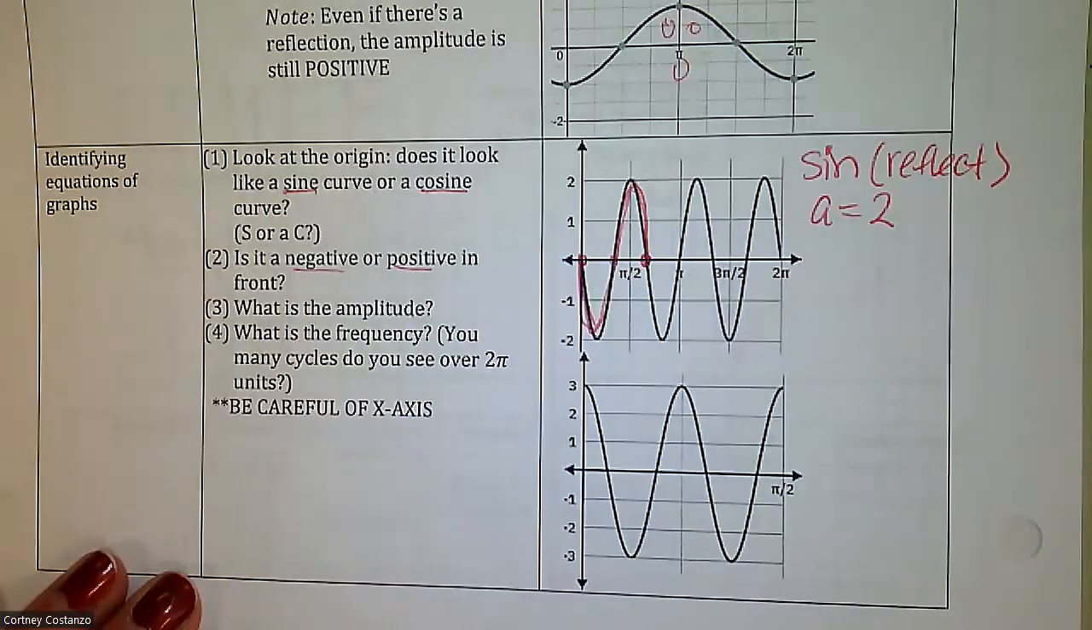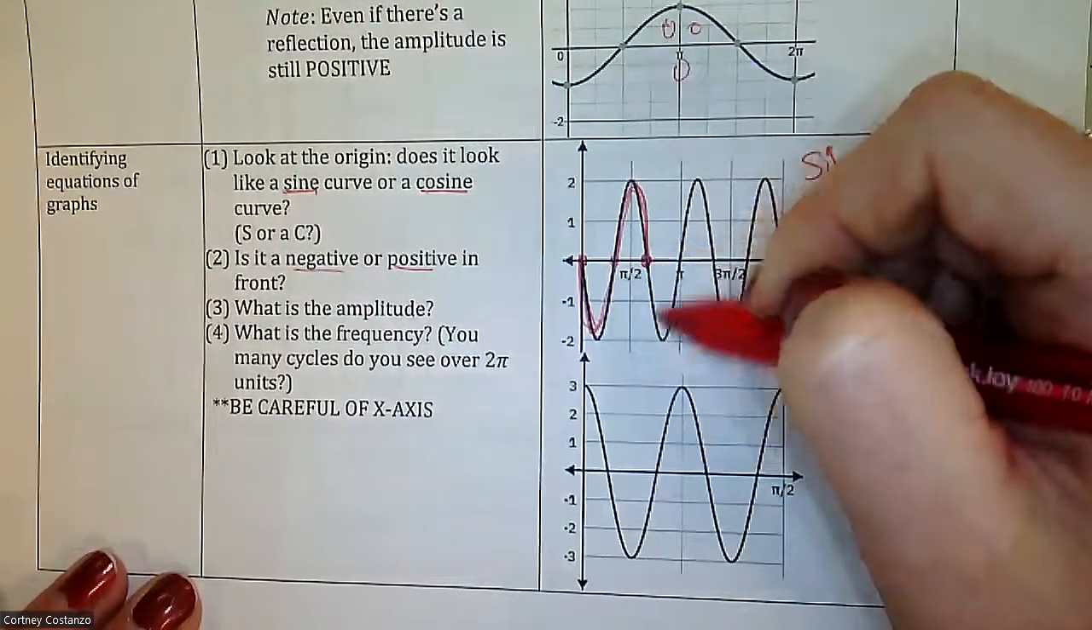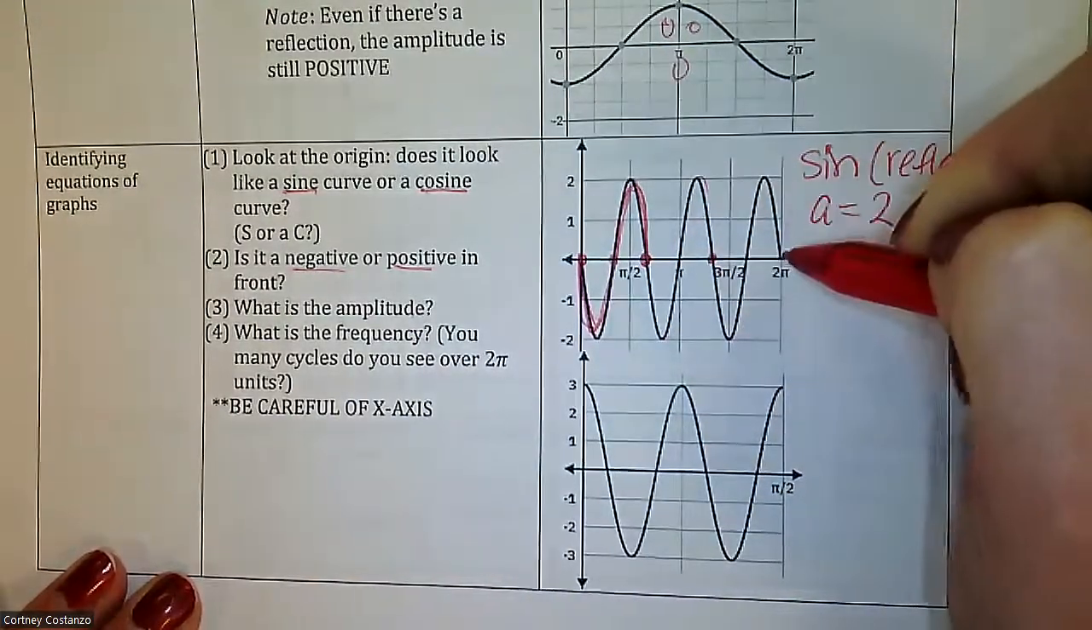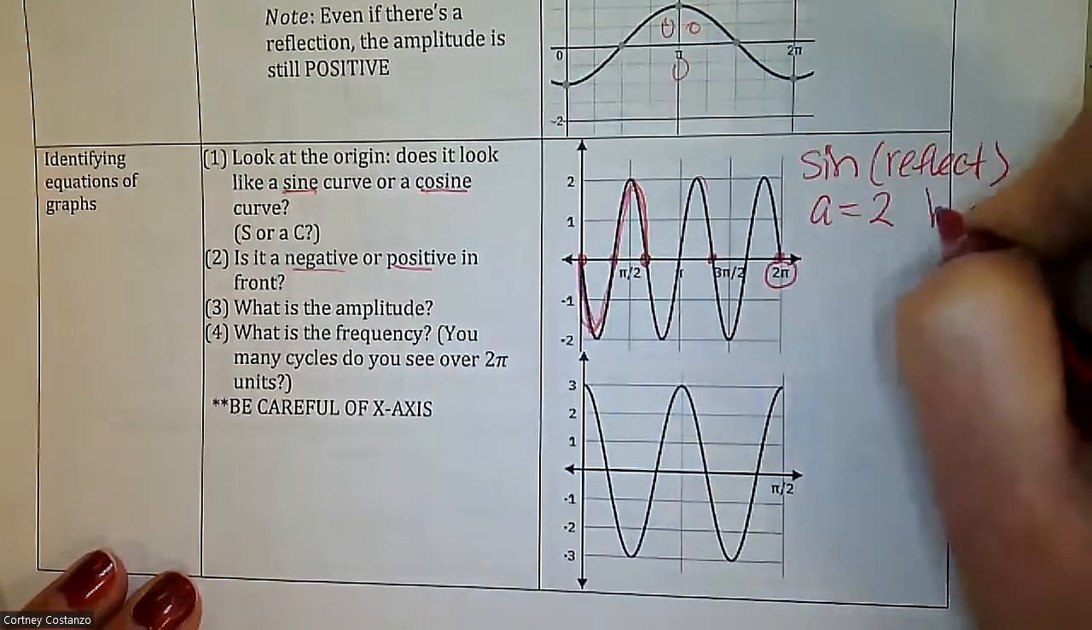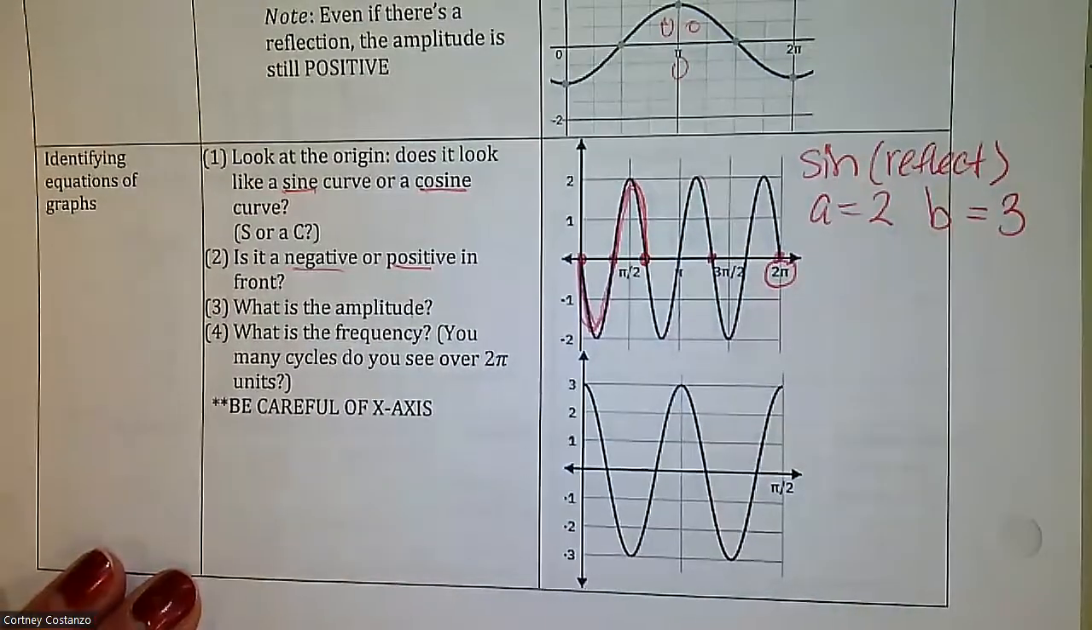Then maybe count how many curves there are. So we already counted 1. Here's a second, and here's a third by the time I get to 2 pi. So my frequency is 3 of them fit by 2 pi.